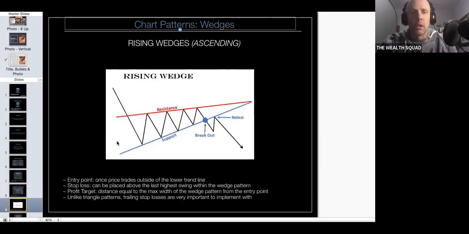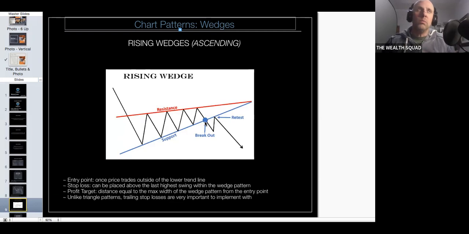So with your rising wedge, when you're looking at the entry points for trades, you're going to enter the rising wedge reversal as the price trades outside of the lower trend line. So once it breaks this support line, this is where your entry point is going to be.